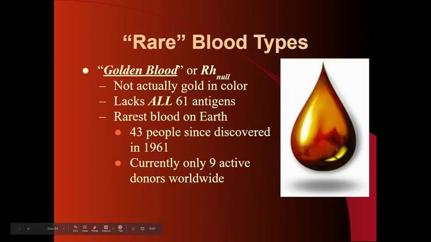But there is such a thing as the golden blood, and this would be RH null. Now, this isn't actually blood that's golden in color, but it's called golden blood because it's so rare. Golden blood, or someone who is RH null, lacks all 61 antigens.